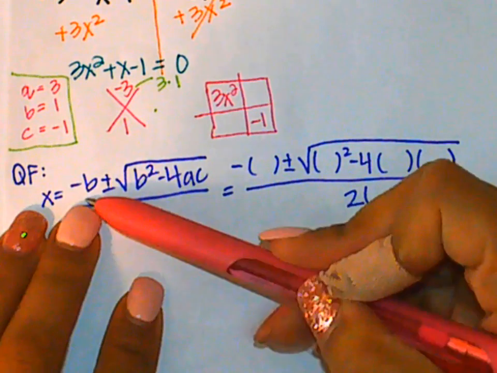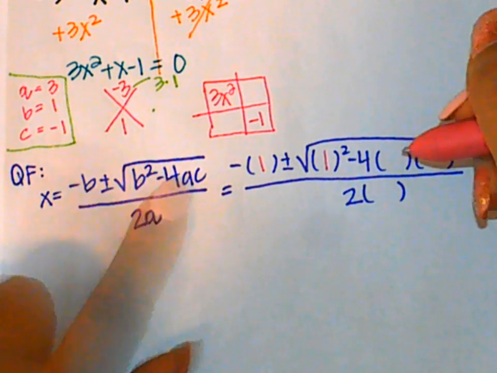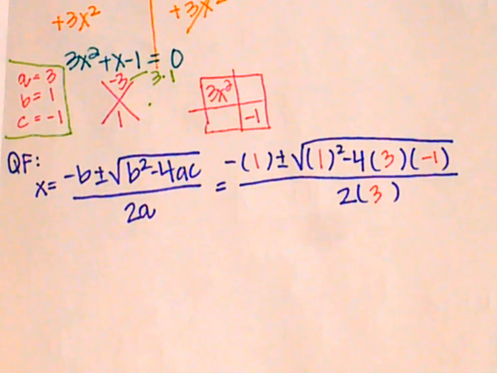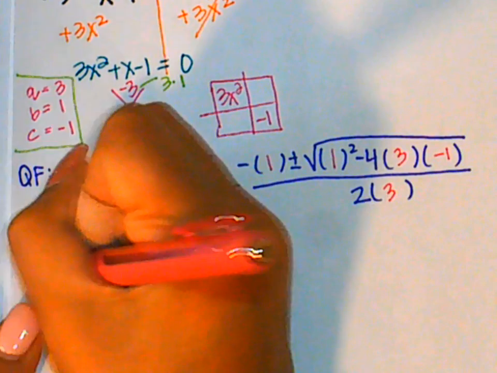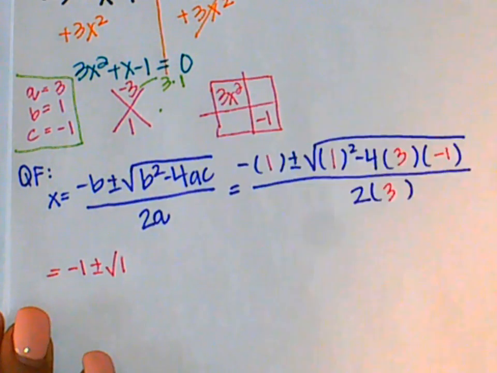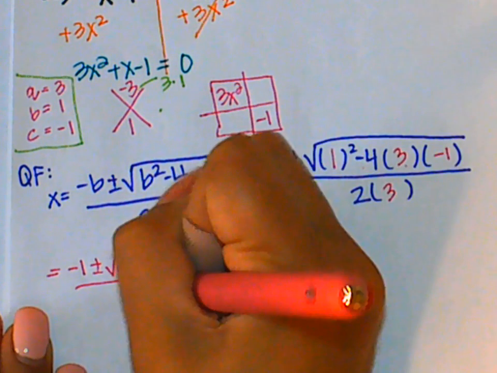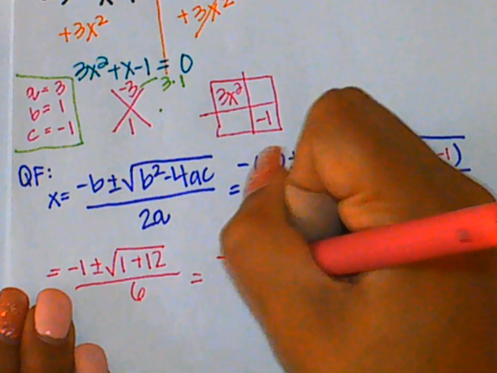All right, -b is -1, plus or minus b squared, so 1 squared, minus 4 times a, which is 3, times c, which is -1, all over 2a, which is 6. All I did was plug in the numbers from my equation into my formula. Now I can start simplifying it. So -1 plus or minus the square root of 1. -4 times 3 is -12, times -1 is +12, over 2 times 3, which is 6. So -1 plus or minus the square root of 1 plus 12, which is 13, over 6.